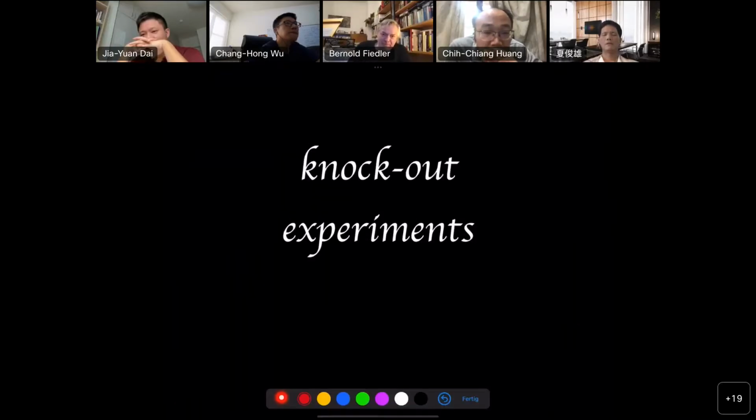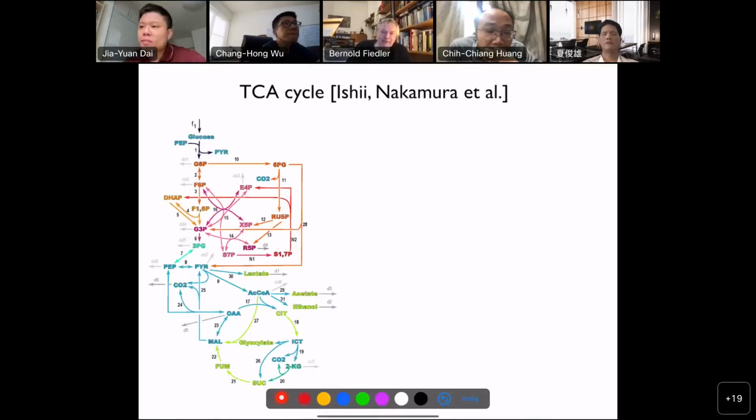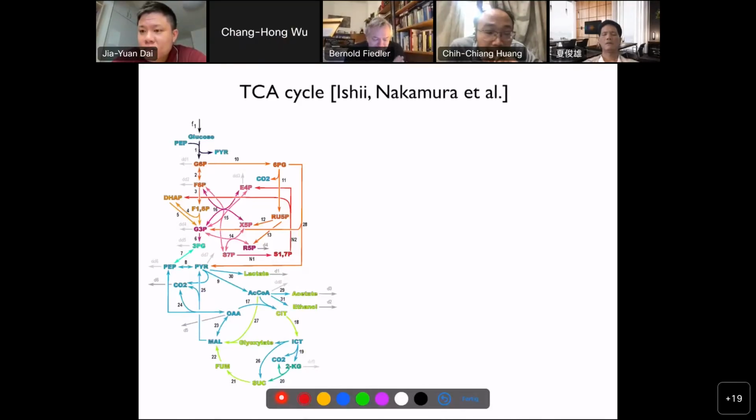Let me do experiments here, and here is a 3-carboxylic citric acid cycle, which was studied very carefully by Japanese guys. I'll show you their results in a moment. And on the left, you see such a network.